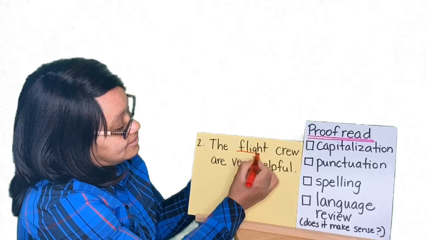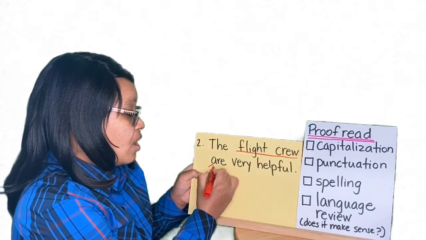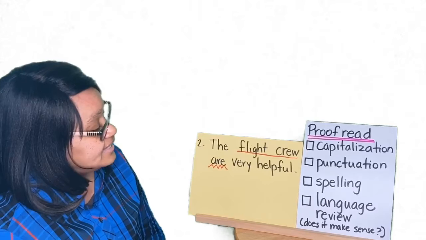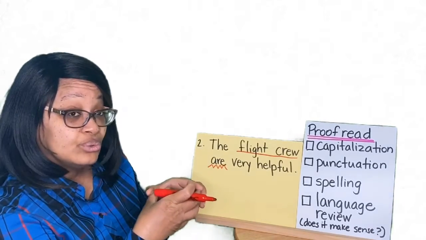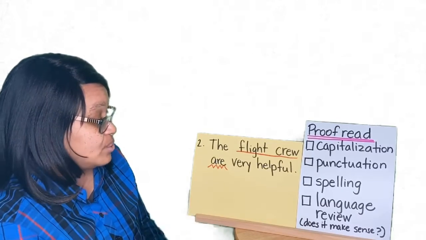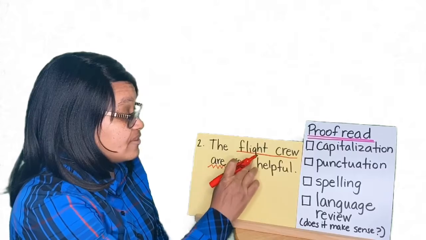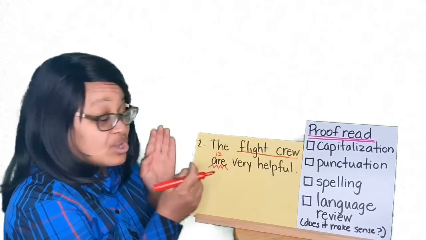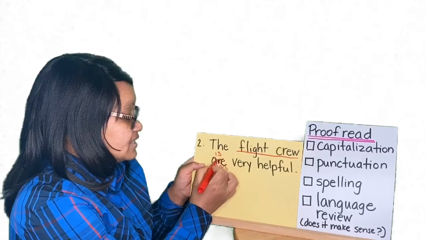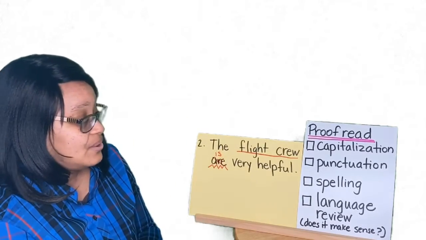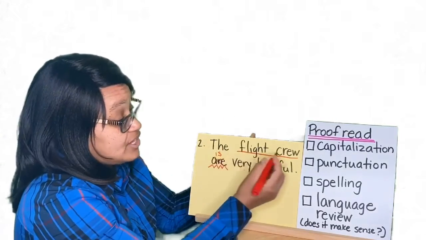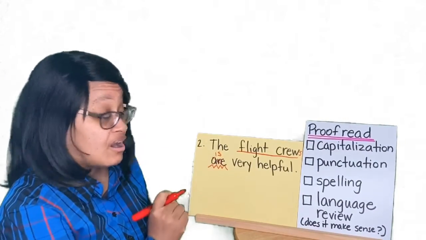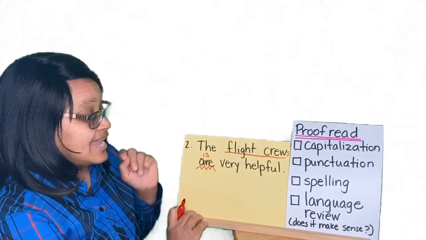Okay, let's see if this makes sense. The flight crew are very helpful. So we have flight crew as our subject, are our linking verb, are what? Very helpful. Okay, now flight crew, crew is one group of people. So will we say the flight crew is or the flight crew are? Well, this would be is because we're talking about one specific crew. So the flight crew is very helpful. Now, if we were talking about more than one, the flight crews on the different airplanes, then that would be are. But we're only talking about one crew. So now it makes sense.